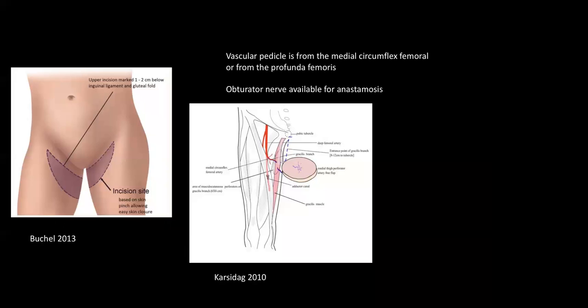So the supply of the TUG flap is basically from numerous perforators that enter the skin through the gracilis muscle from the medial circumflex femoral artery. And it's usually about 1 to 2 finger breadths below the inguinal crease, the groin crease. So the skin paddle has to be quite high. And the maximum width is how much you can pinch the skin and close it together. So the upper incision is about 1 to 2 centimeters below the inguinal ligament and the gluteal fold.